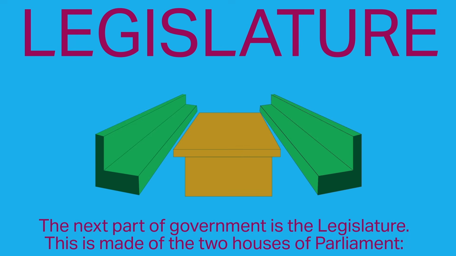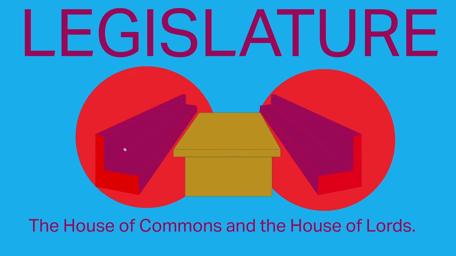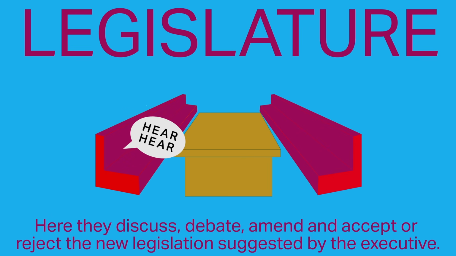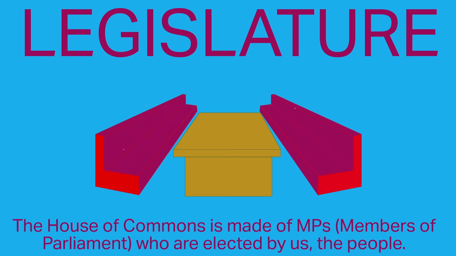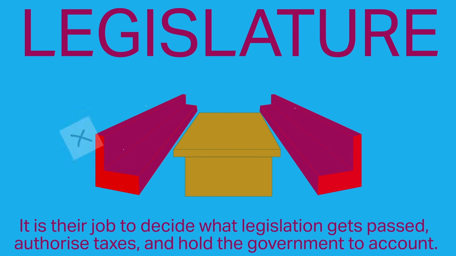The next part of government is the legislature. This is made up of the two houses of Parliament, the House of Commons and the House of Lords. Here they discuss, debate, amend, and accept or reject the new legislation suggested by the executive. The House of Commons is made up of MPs, members of Parliament, who are elected by us, the people. It is their job to decide what legislation gets passed, authorise taxes, and hold the government to account.